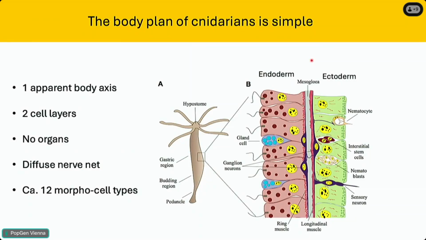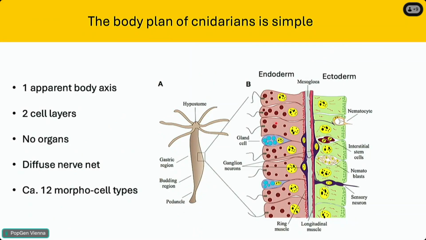Taking Hydra, the freshwater polyp, as an example, it's rather simple. It has one apparent body axis, which we call the oral-aboral body axis. Let's see if I manage this. Oh, I made it. So it's radially symmetric around this ring of tentacles, and consists of only two cell layers of epithelial cells.